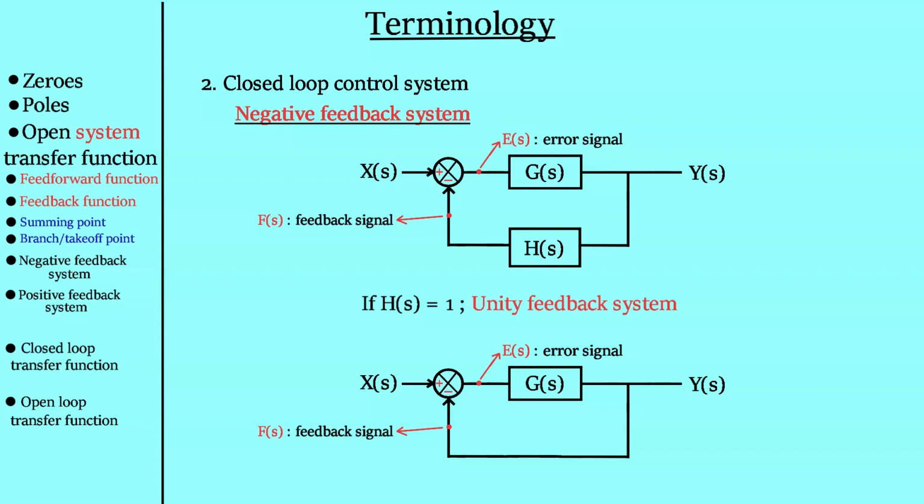So we have seen what are zeros, poles, what is open system transfer function, what are feedforward function, feedback function, summing point, branch or takeoff point, and we have also seen negative and positive feedback systems. We have seen that we have actually two types of transfer function for a closed loop control system, which are closed loop transfer function and open loop transfer function. We have seen what is unity feedback system, and I hope you have understood each and every point.